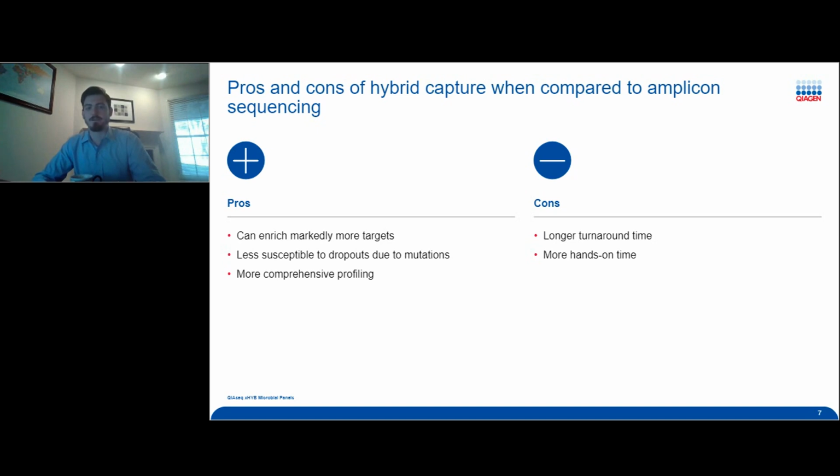Now, as compared to amplicon sequencing, hybrid capture does have a longer turnaround time. As I mentioned, there is an overnight hybridization step, whereas with amplicon sequencing, you don't usually have full two-day workflows like that. As a result, there is more hands-on time as well. But the cost benefit of hybrid capture is worth it, in that you can get so many more targets at once as compared to amplicon sequencing.